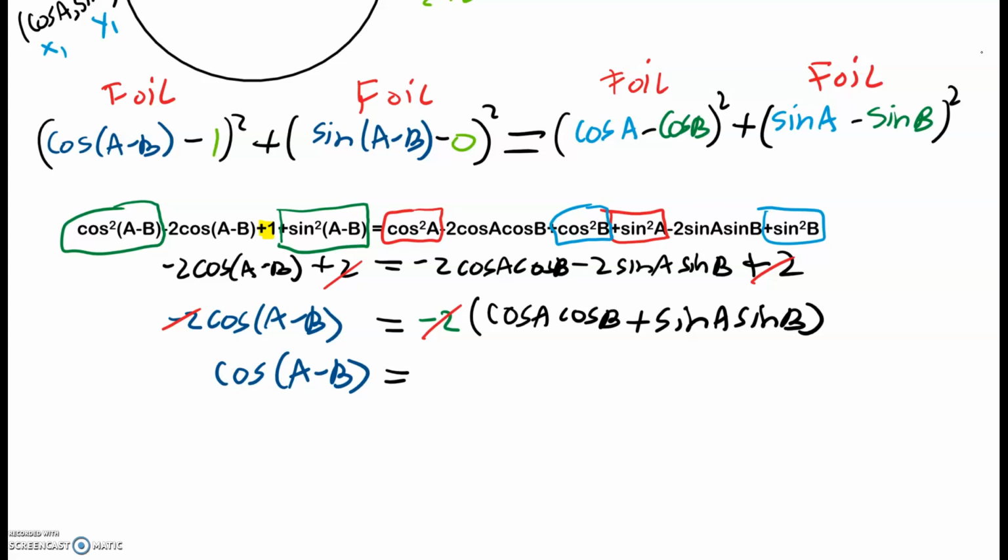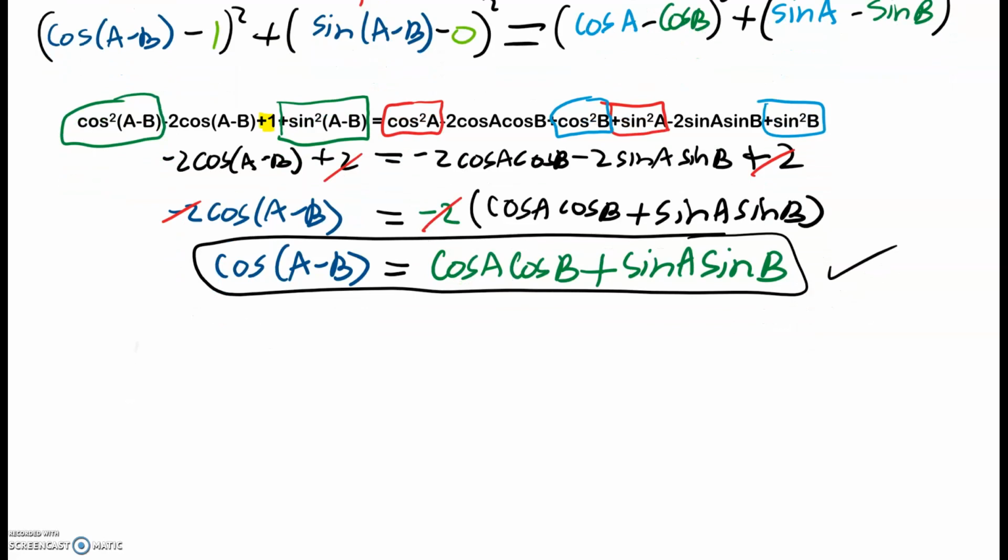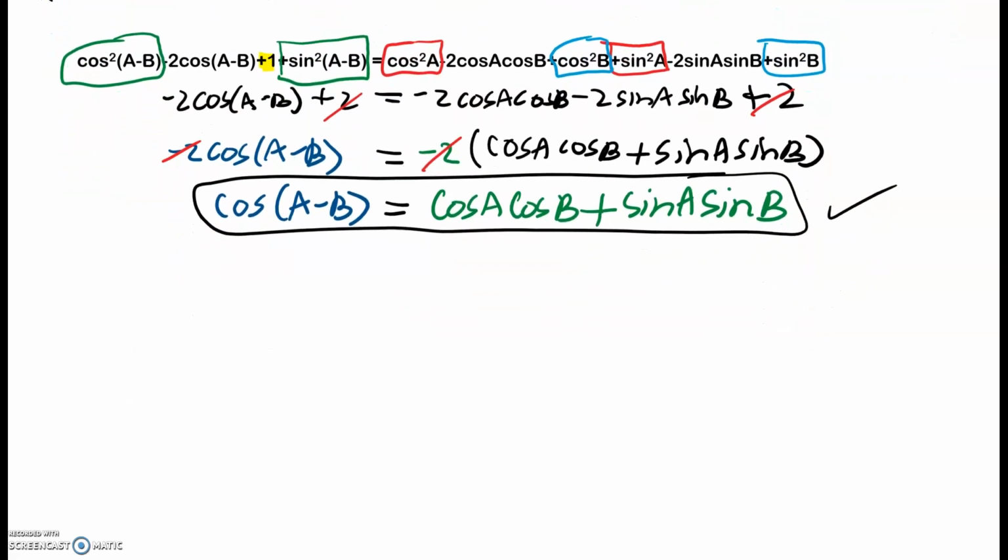cosine A cosine B plus sine A sine B. And that's your first what we call sum and difference formula. That'd actually be a difference formula because you're subtracting. And from there, of course, we want to be able to find the cosine of A plus B. That's what we're going to do next.